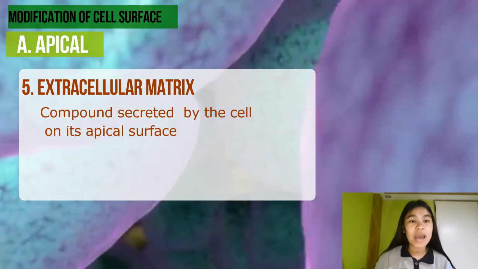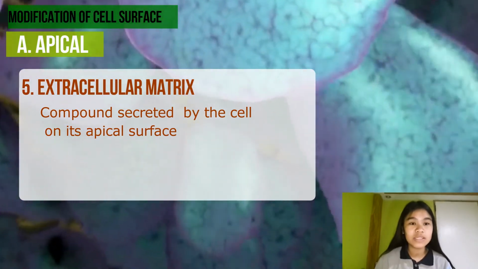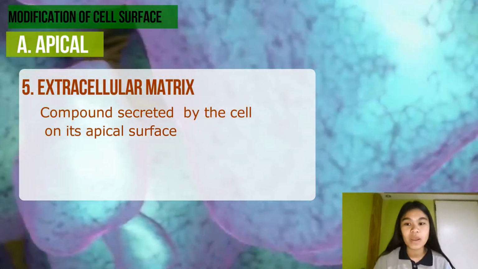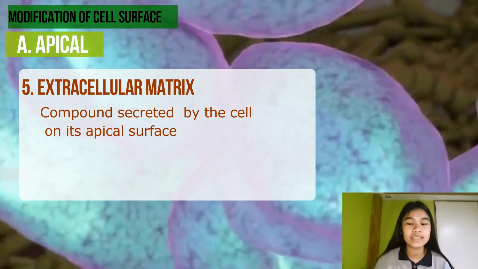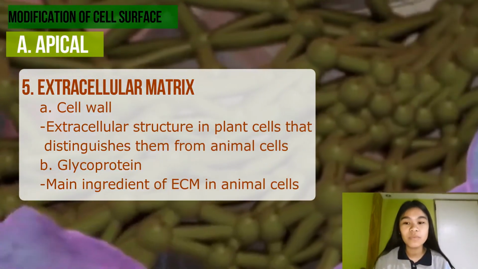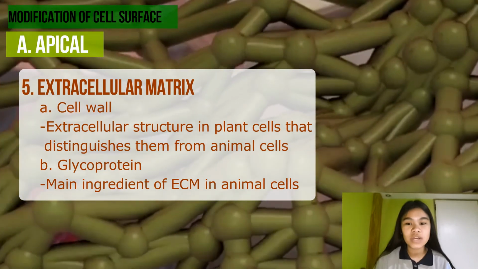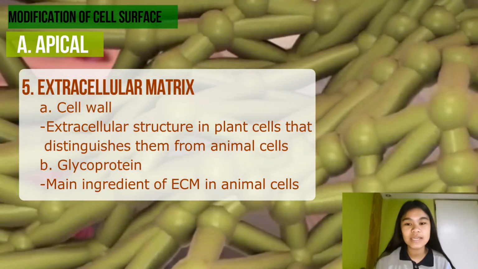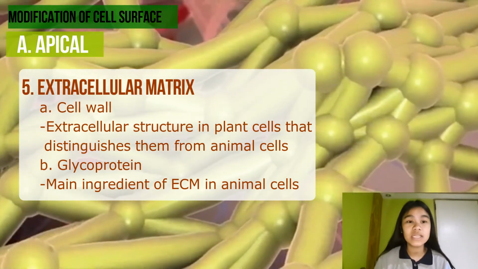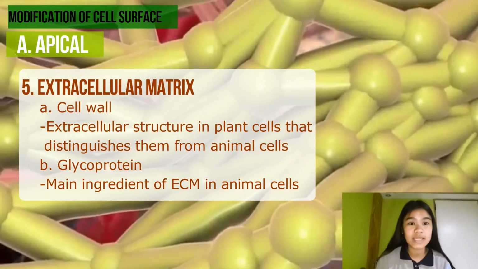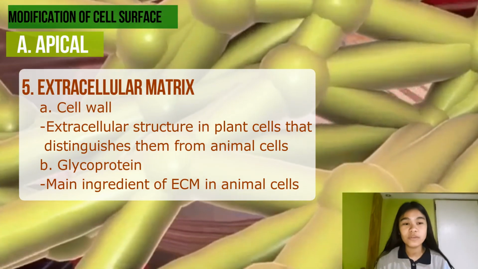So, lastly, we have the extracellular matrix. So, it is a compound secreted by the cell on its apical surface. Now, we have two types for that. We have cell wall for the plant cells and glycoproteins. So, cell wall, extracellular structure in plant cells that distinguishes them from animal cells. Now, we all know that it is a rigid surface that protects the plant cell. So, yan yung role niya.